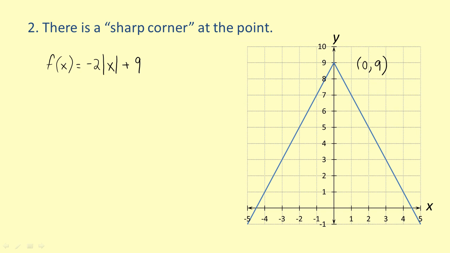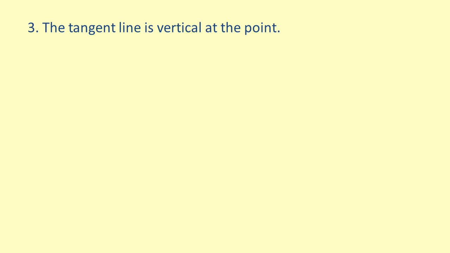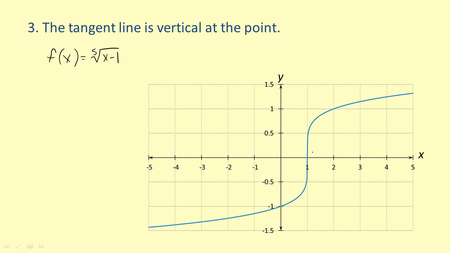The final condition where a function fails to be differentiable can be seen in f of x equals the fifth root of x minus 1. Looking at the point 1, 0, we see that the curve appears to be vertical. In fact, the tangent line is vertical when x equals 1. This means that the tangent is undefined because the slope of a vertical line is undefined.